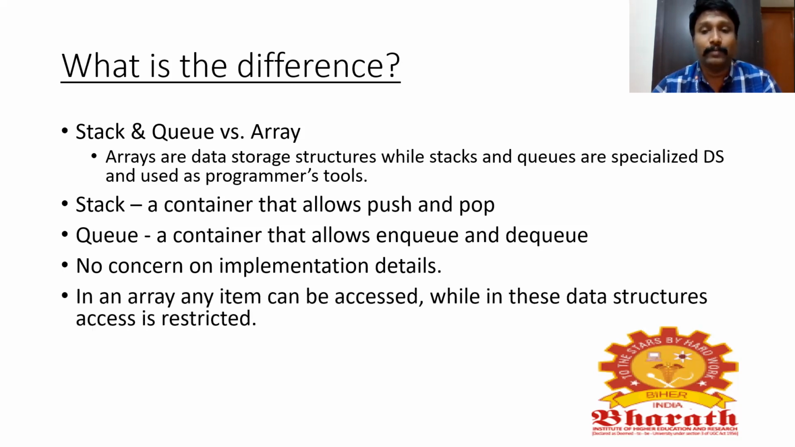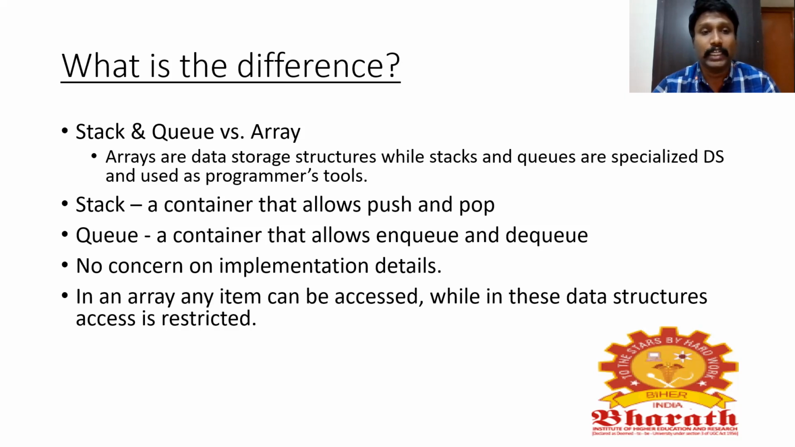In an array, any item can be accessed. Regarding the accessing part, in an array data structure, any item can be accessed easily. While in the stack and queue data structures, access is restricted since they are abstract data types. In an array, the accessing of data is very flexible. But in stack and queue, access is restricted. Why? Because they are abstract data types, ADT.